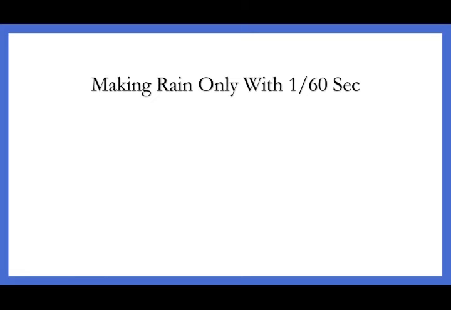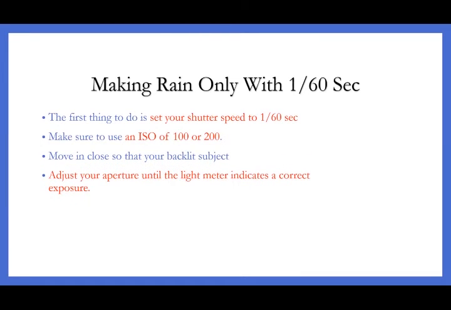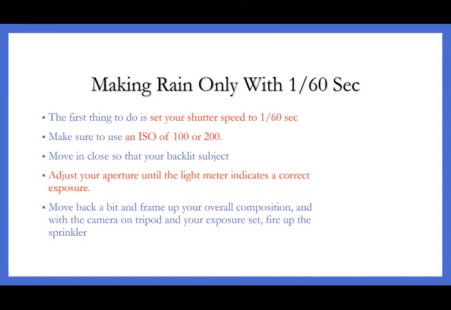Making rain with 1/60 second. The first thing to do is set your shutter speed to 1/60 second. Then make sure to use an ISO of 100 or 200. Move in close so that your subject is backlit. Adjust your aperture until the light meter indicates a correct exposure. And then move back a bit and frame up your overall composition, and with your camera on the tripod and your exposure set, fire up the sprinkler.